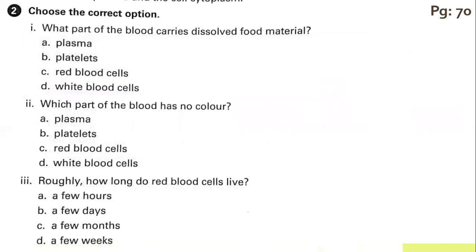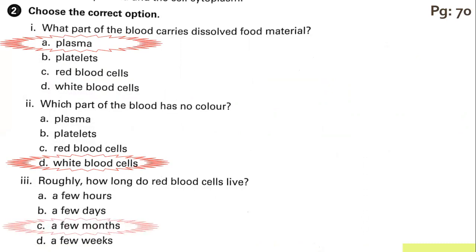Come towards the second question, the multiple choice questions. The first question is: what part of the blood carries dissolved food materials? The correct option is option A, plasma. The second question is: which part of the blood has no color? The correct option is option D, white blood cells. Roughly, how long do red blood cells live? Option C is the correct one, that is a few months.